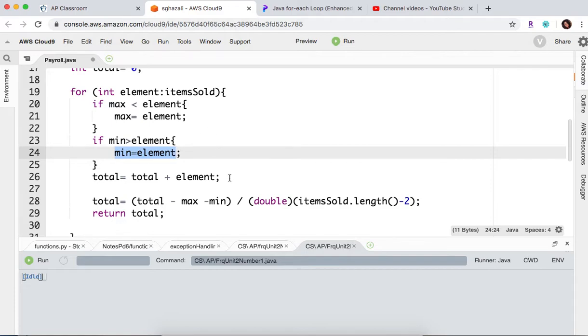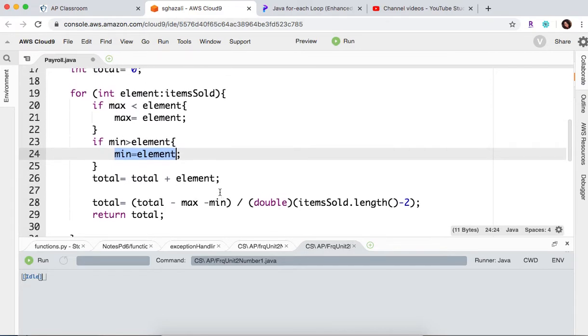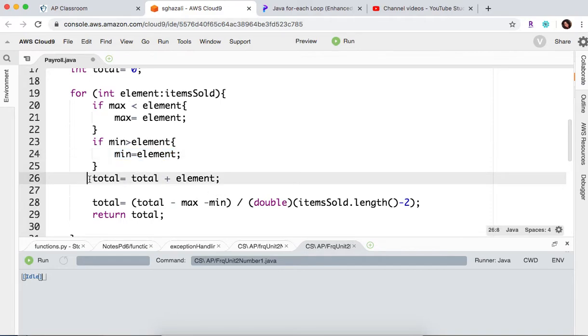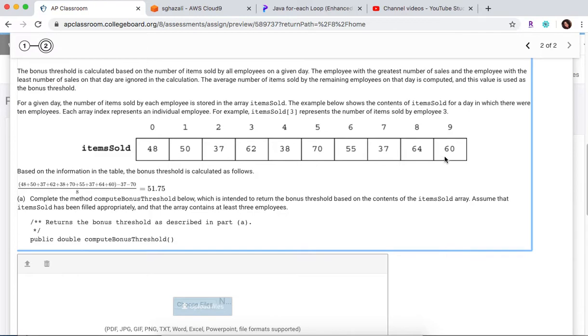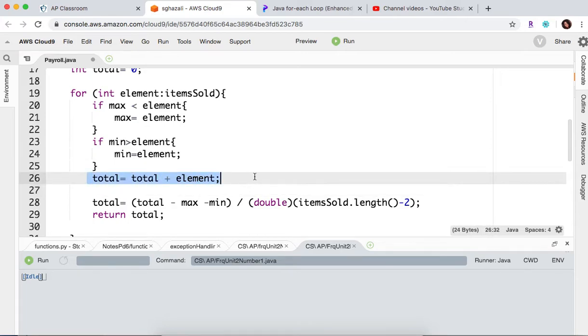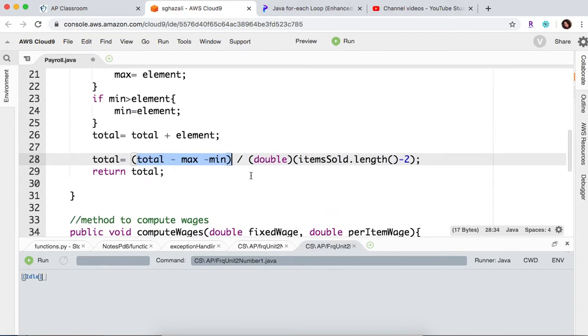So what I did here is that every time I iterated through an element, outside any of my conditions, I just updated my total. So my total right now is basically all of these numbers, right? But remember, we don't want that. This is a specific example where we have to subtract the biggest number and the smallest number. So after I find my total, all I did is I took my total and subtracted my max and subtracted my min, right?